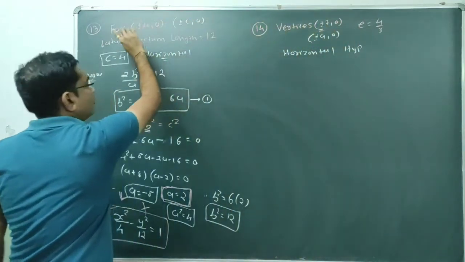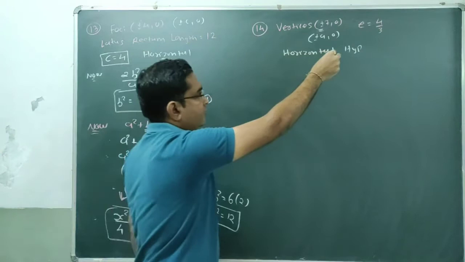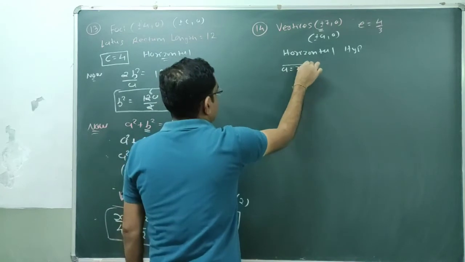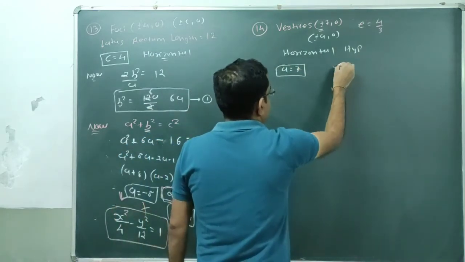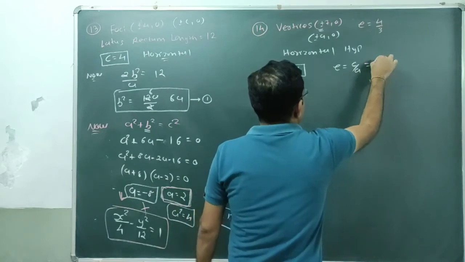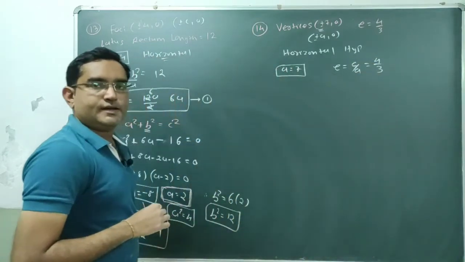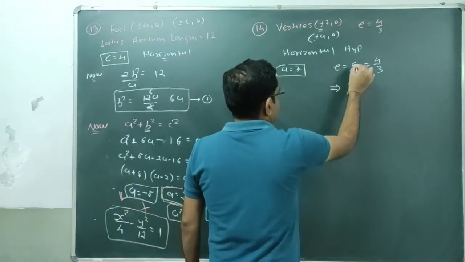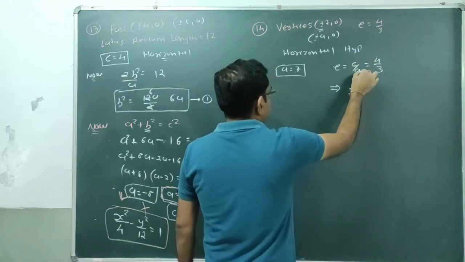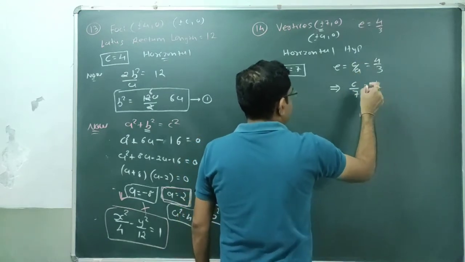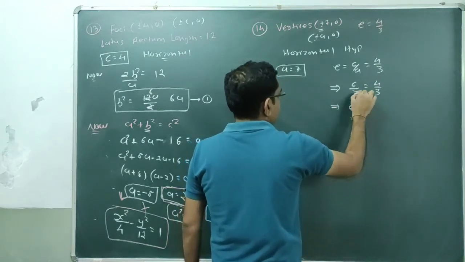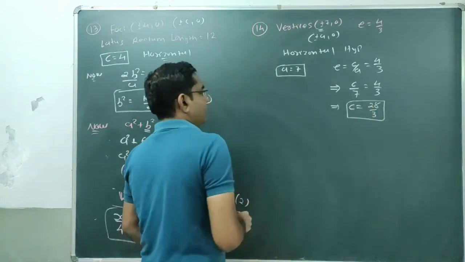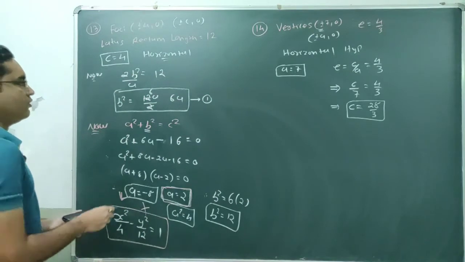फोकाई या फिर वर्टाइसिस दोनों के कोऑर्डिनेट्स चेक करके आप फाइंड कर सकते हो कि कौन से टाइप का हाइपरबोला है. So this is the case of horizontal hyperbola and we are getting a equal to 7. ये आ गया. Eccentricity, what is eccentricity? It is c by a and that is equal to 4 by 3, है ना. Eccentricity is the ratio c by a, where a is 7, and therefore put a equal to 7. c by 7 equal to 4 by 3, and hence we are getting the value of c, 7 into 4 is 28 by 3. So c is there, a is there.